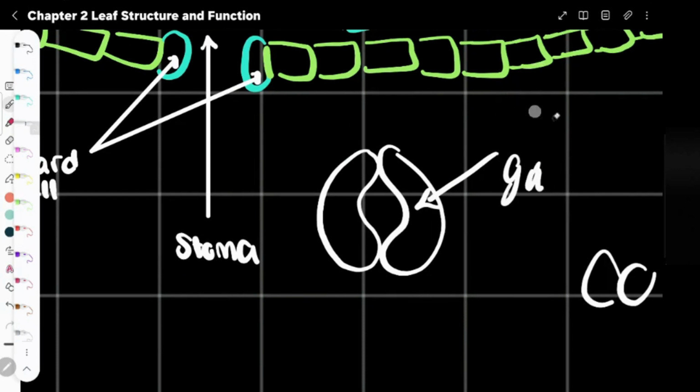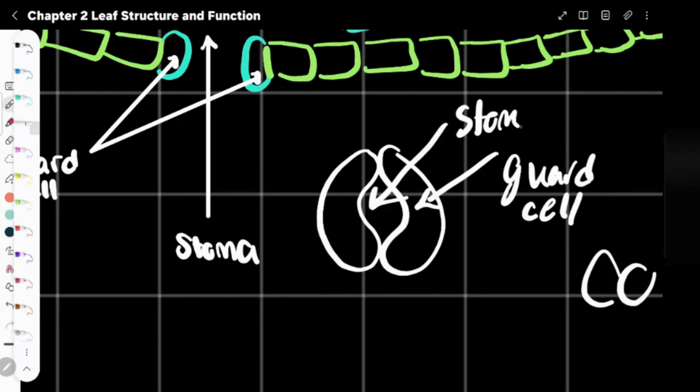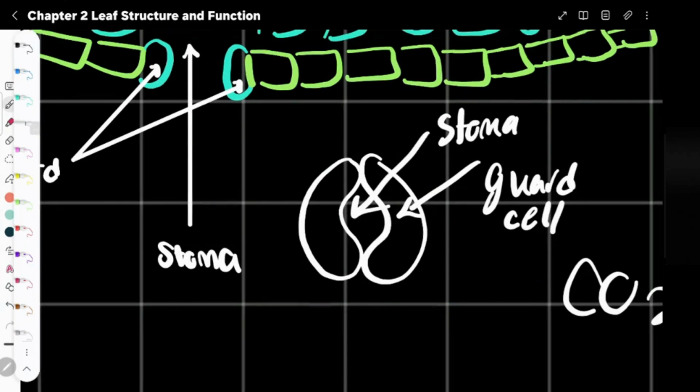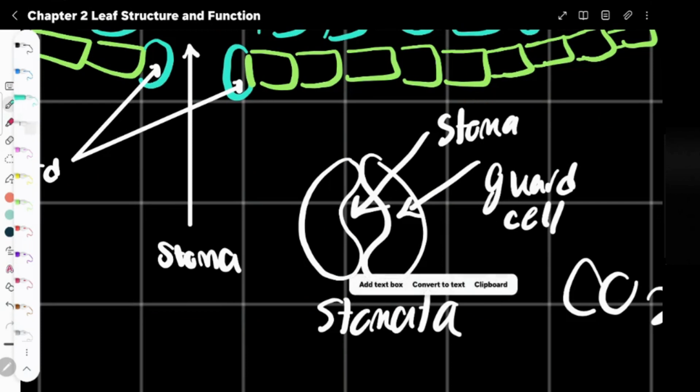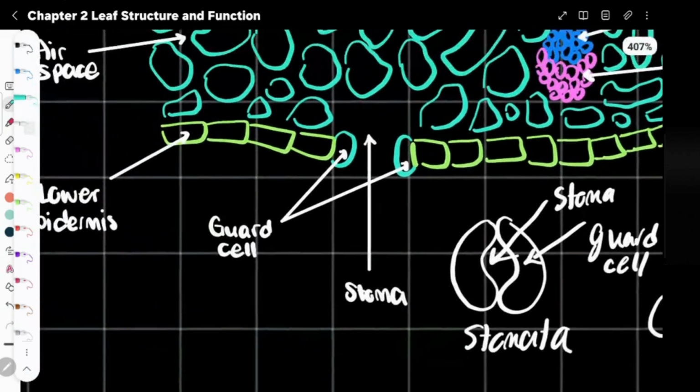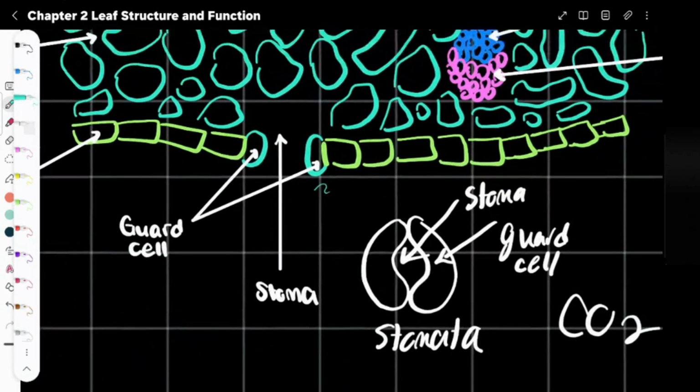Okay, this is the guard cell, and the opening here is the stoma. The thing here is stomata. Don't forget, this is stomata. Yes, you're correct, it looks like two beans cuddling. Anyway, so the carbon dioxide will enter to this part here, to this compartment.